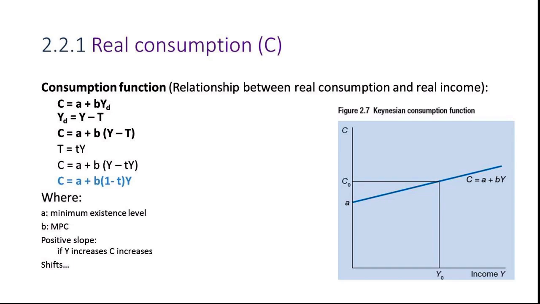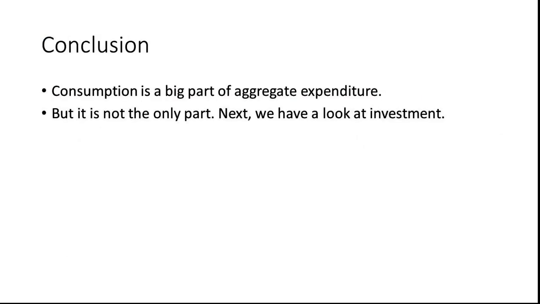If you have a look at the consumption function as it's shown in the graph, it shows the intercept intersecting with the vertical axis, and it also shows the slope there, which is positively sloping. If income increases, consumption will increase. So to conclude, consumption is a big and important part of aggregate expenditure, but it's not the only part. Next, we will have a look at investment.